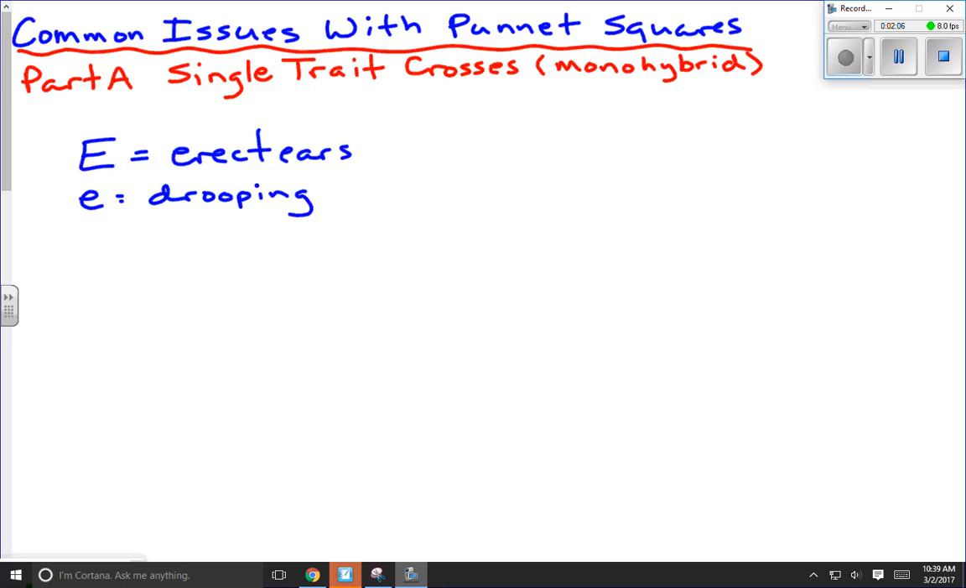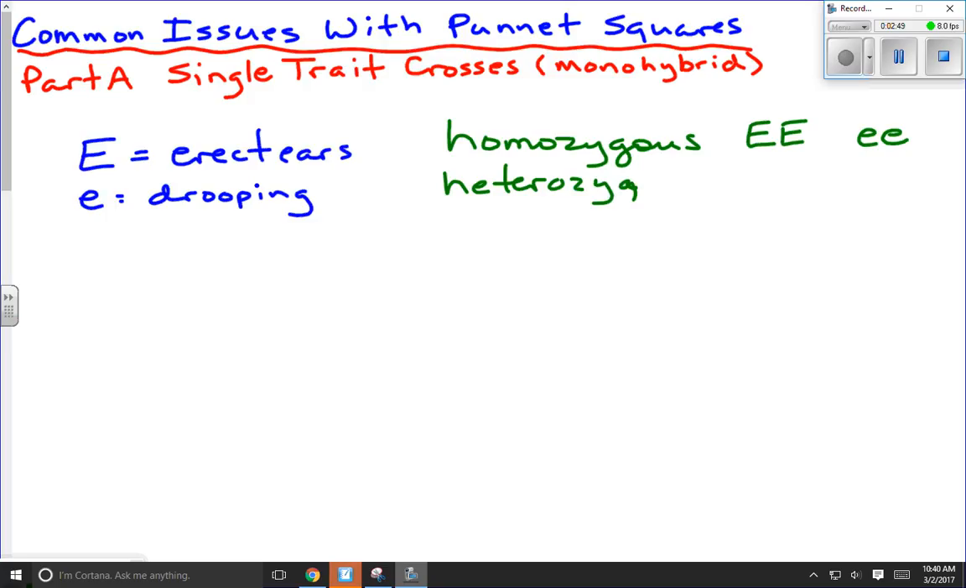Now, pretty straightforward to do a cross with a single trait, but we need to look at some language here. For example, the terms homozygous and heterozygous. If we have the word homozygous, that just means that both alleles that the pig possesses are the same. In other words, we could have big E, and that would be a homozygous erect ear pig, or we could have little e, that would be a homozygous drooping ear pig. The term heterozygous, and I'm sure none of this is news to anybody, means that the letters are different, so that would be big E, little e.